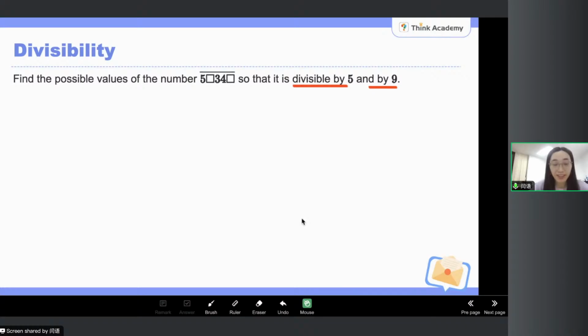Divisible by 5 and by 9. So what do we do? Think about it. Which one is easier to start? Do you prefer the divisibility of 5 or do you prefer the divisibility of 9? Which one is easier?